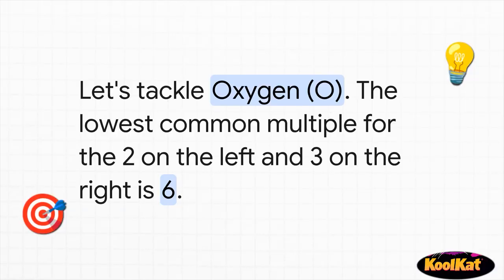Well, that oxygen looks like the tricky part, right? You've got 2 on one side and 3 on the other. That's kind of awkward. So here's a pro tip. When you have a situation like that, find the smallest number that both 2 and 3 go into, the lowest common multiple. In this case, it's 6. So our goal is to get 6 oxygen atoms on both sides of the arrow.